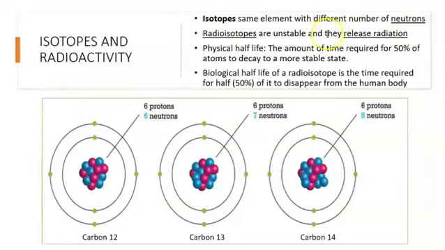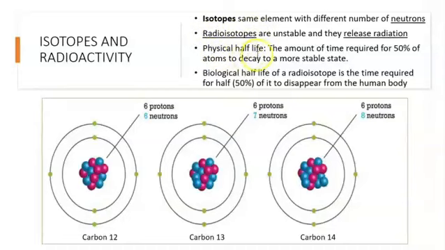This excess number of neutrons is going to be unstable. So what the carbon is going to do to try to become stable again is release radiation. And now these carbons with different numbers of neutrons are going to be called radioisotopes. It's going to be a radioisotope because it's going to release radiation.